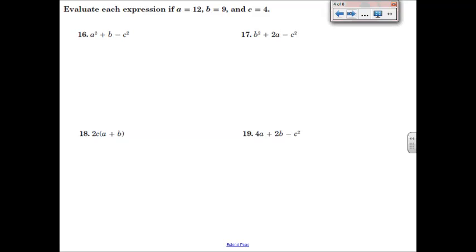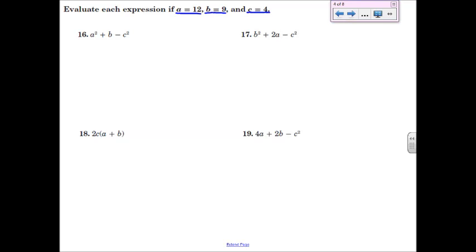In the next section, we evaluate expressions. And when we evaluate expressions, they tell us what each variable equals. So in this case, A is going to be 12, B is going to be 9, and C is going to be 4. Anytime we see those letters, we can put those numbers in. So that's going to be the first step of every problem. And then it just turns into what we've been doing, using the order of operations properly.